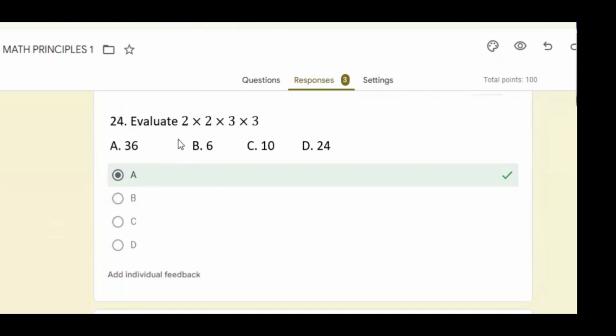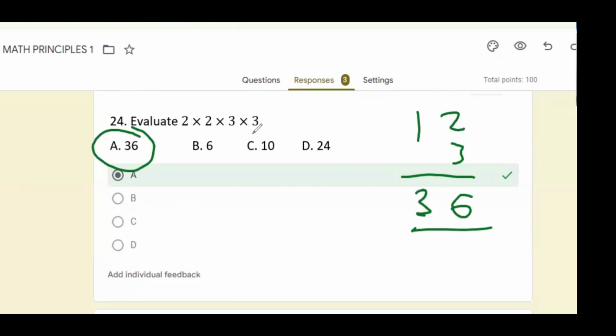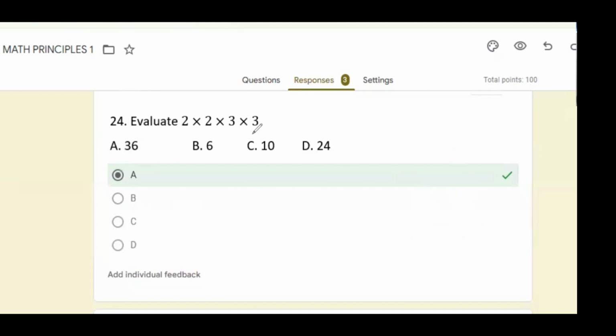So for this one, is 2 times 2, 4. The result you just got, 4 times 3, 12. And 12 times 3, is 36. You got the answer 36.